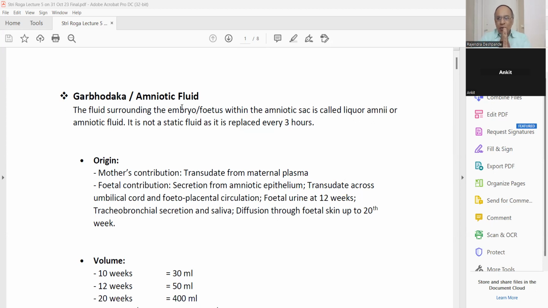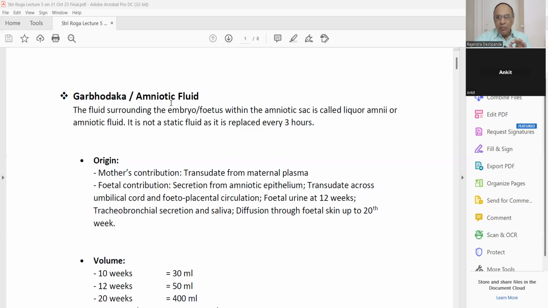So please open your notebook, write down the serial number. Don't forget to write down the date. Today is the 31st of October 2023. And the contents are: first is the Ayurvedic word, that is Garbhodak. And similarly, in modern obstetrics, it is called amniotic fluid.